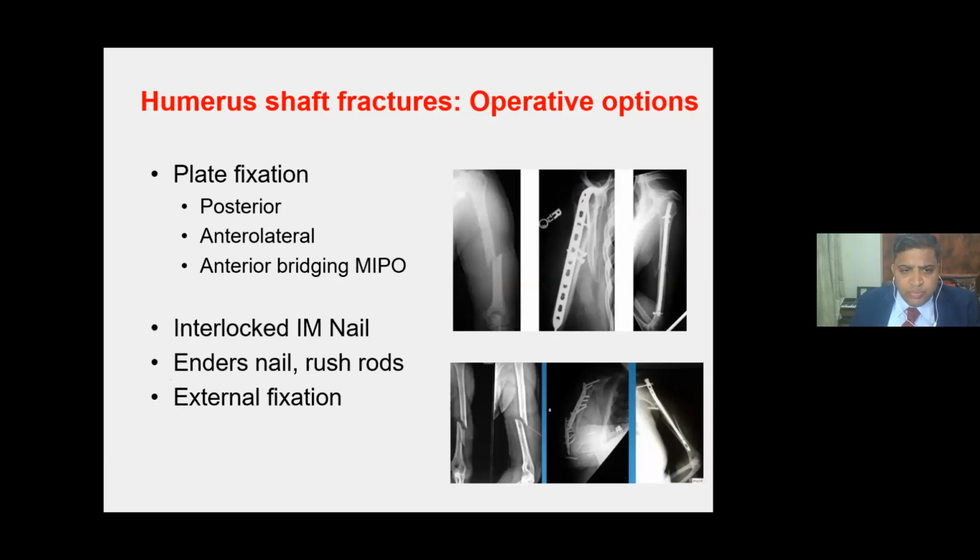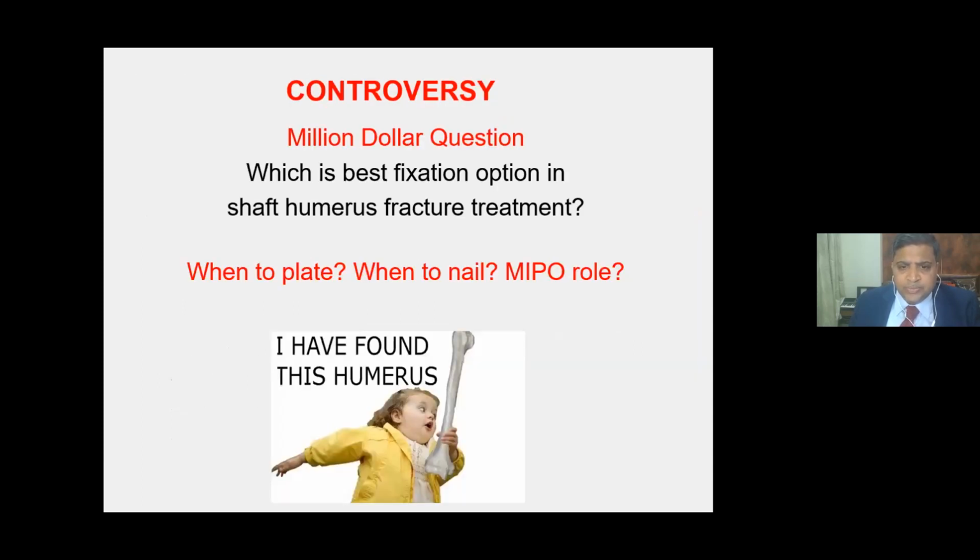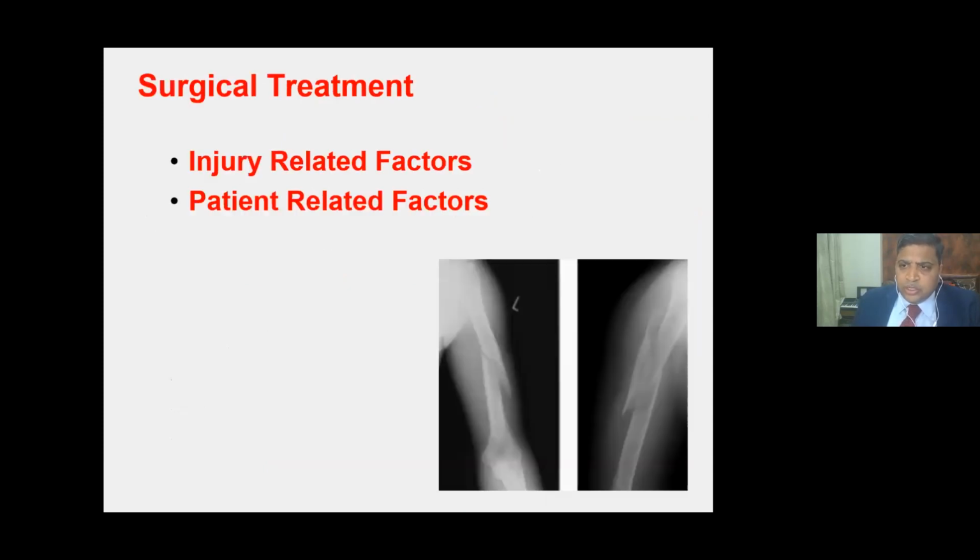These are the four basic options we have for operative fixation of these fractures: plates, intramedullary nails, Ender's nails or external fixation. So the million dollar question always remains, amongst all these, for a particular fracture, which is the best fixation option? Which implant needs to be used? I found that it depends on two important things. I wanted to have some kind of algorithm, where we need to understand the injury or fracture related factors and the patient related factors.